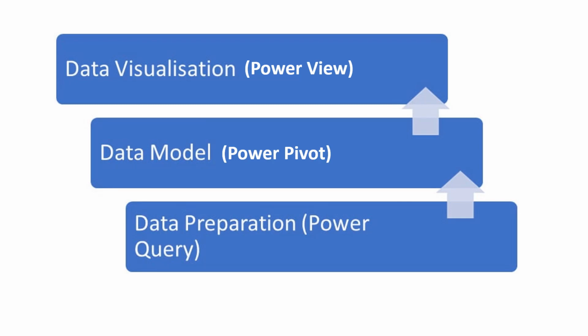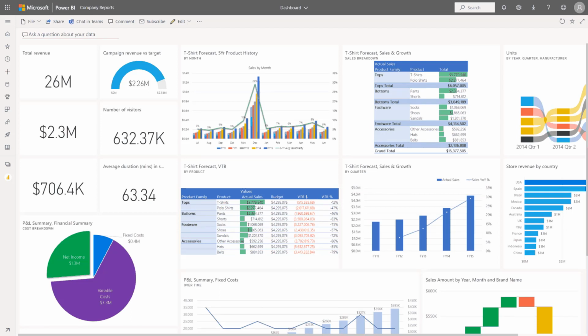Once after that, we are taking the data into Power BI Desktop. We'll do the data model; we call it Power Pivot. After that, we'll do the data visualization; we call it Power View. So in Power BI, we have Power Query, Power Pivot, and Power View. In Power Query, we'll do the data preparation, in Power Pivot, data modeling, and in Power View, data visualization.